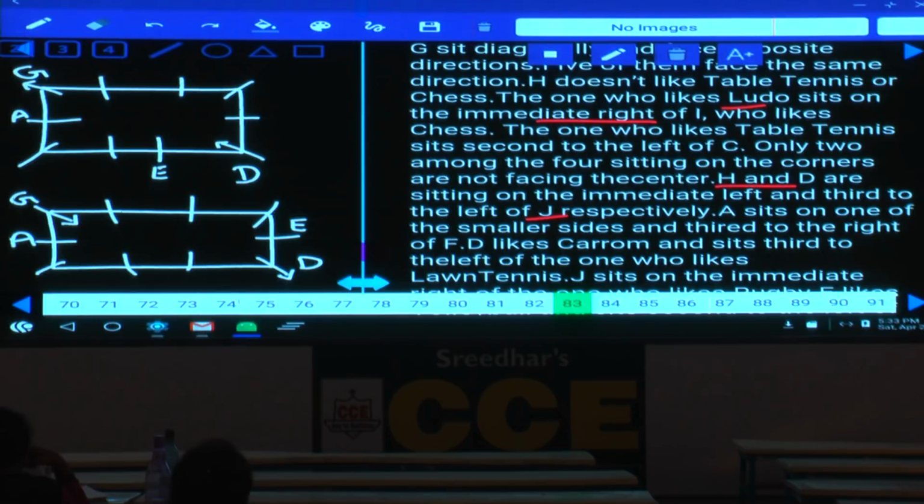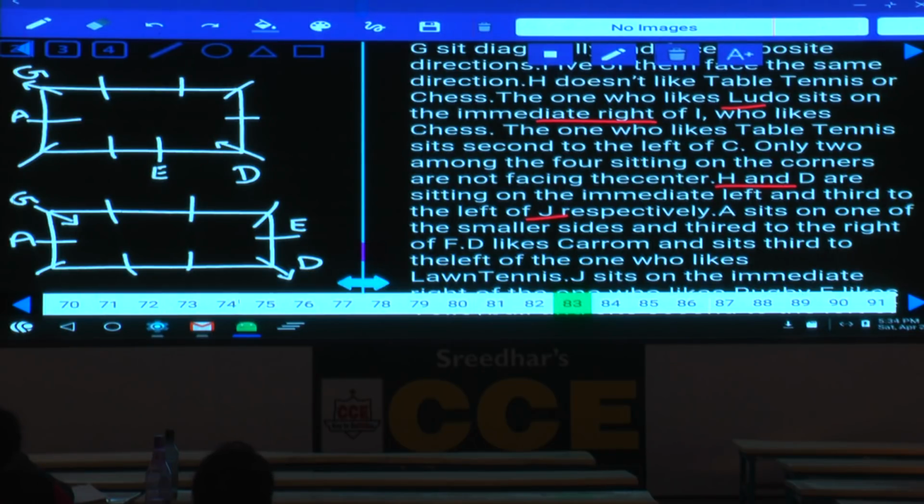Are you following this one or not? The word respectively is used. That means H is to the immediate left of J and D is third to the left of J. As D is third to the left of J, tell me what are the different possibilities. Then what is the other information here?